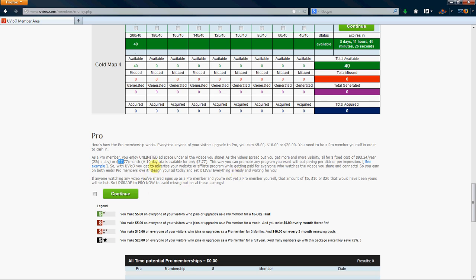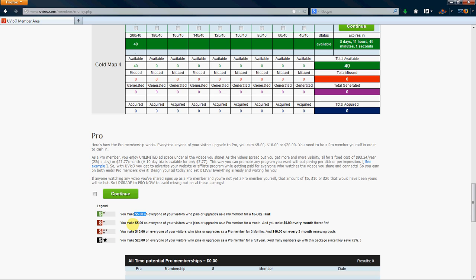Okay, so what does upgrading to Pro do for you? You're just going to get paid out a little bit better when people sign up and become Pro members as well. So basically, if you're a pro member, and then someone comes in and they try to do the 10-day trial, when they join, you actually make $5 on that particular version.